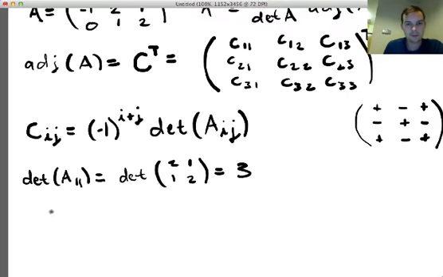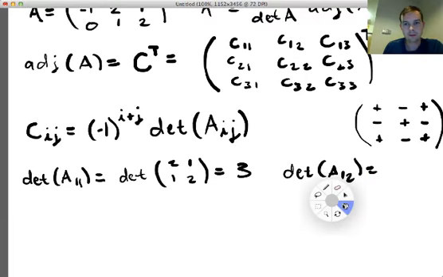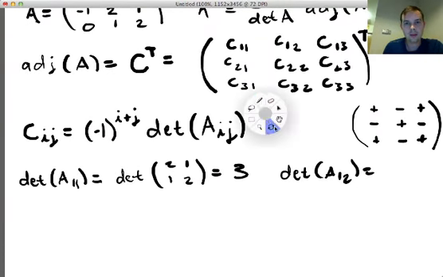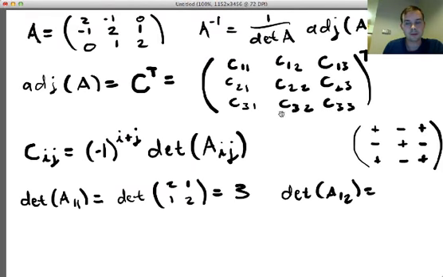The determinant of A12 is equal to, well, again, we can just look at our matrix. I'm going to erase the first row and the second column, so I have minus 1, 1, 0, 2. And the determinant will be minus 1 times 2 minus 0 times 1, and so I'm ultimately going to get a minus 2 there. How about the determinant of A13? Well, that's going to be equal to negative 1, 1, 0, 2. So I have minus 1 times 1, which is minus 1, minus 0 times 2, ultimately gives me a minus 1.